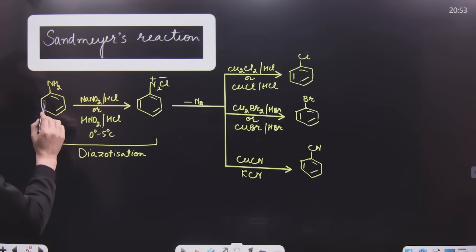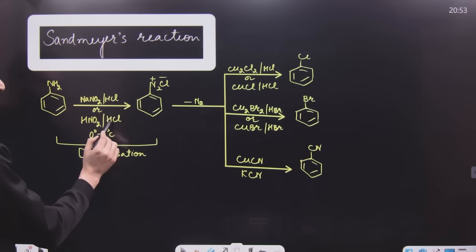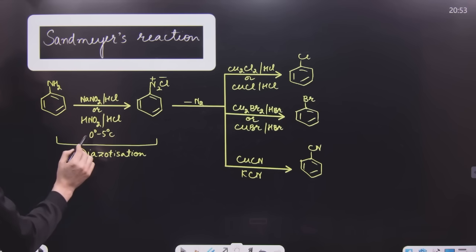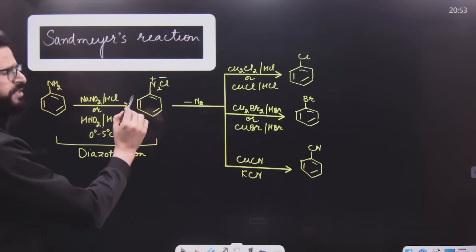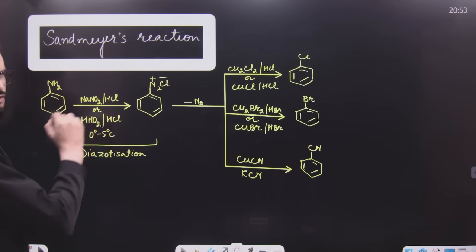And whenever aromatic primary amine is treated with NaNO2 and HCl or HNO2 in presence of excess of HCl, 0 to 5 degrees Celsius temperature should be there. At that time, we will get benzene diazonium salt from primary aromatic amine. Reaction is known as diazotization.